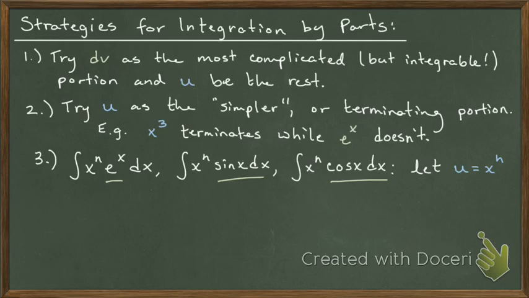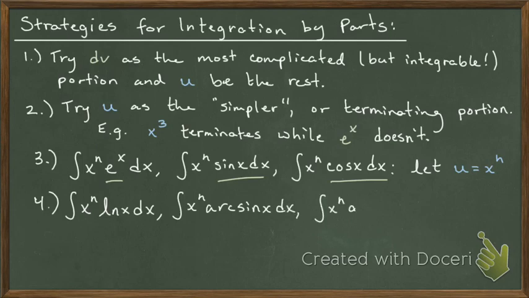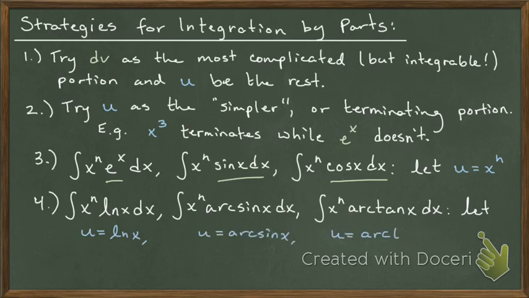Number 4 describes the last 2 examples we did. If you have integrals that look like x to the n natural log of x, x to the n arcsine, or x to the n arctangent, you're going to let u here be the other part. Okay? U is either natural log, arcsine, or arctangent of x. Okay? Then dv will be the x to the n part. Things will work themselves out. It's just these might be a little bit trickier. They're not as friendly or as straightforward, but they are doable, and it's not really so bad.